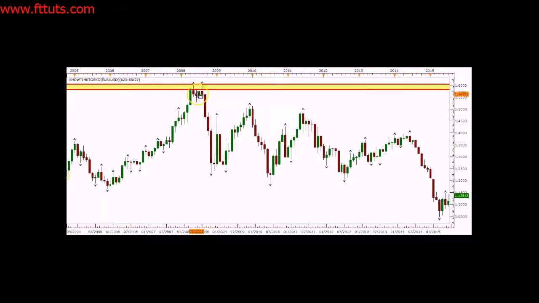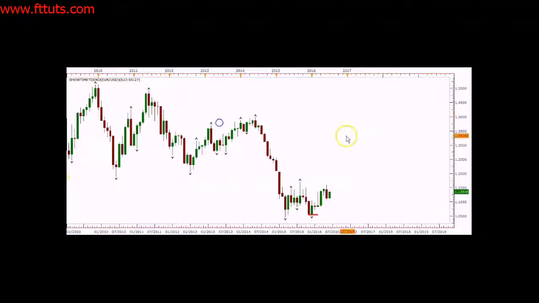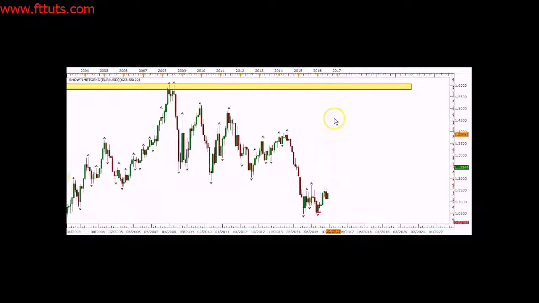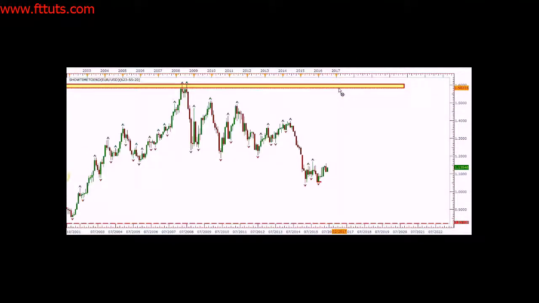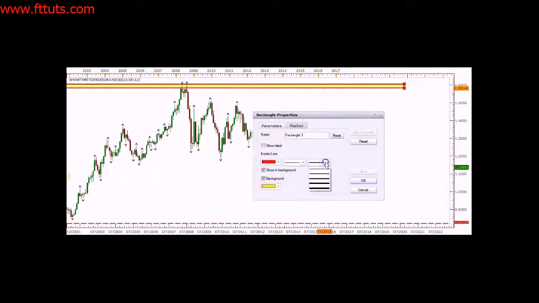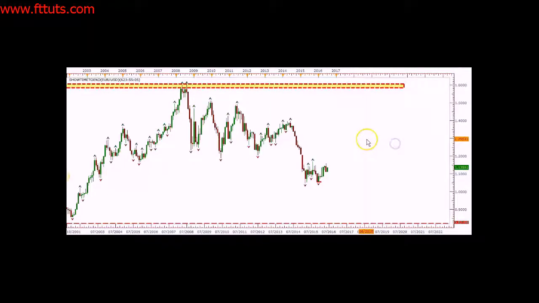So now it's extended, okay? So now if price ever gets back up to that level, then I know that that's the all-time high and a super strong resistance level. And I want to make sure I know that's a monthly zone, right? So I got to make the border thick and make it dashed. So I want to always know that that's an all-time high and low.